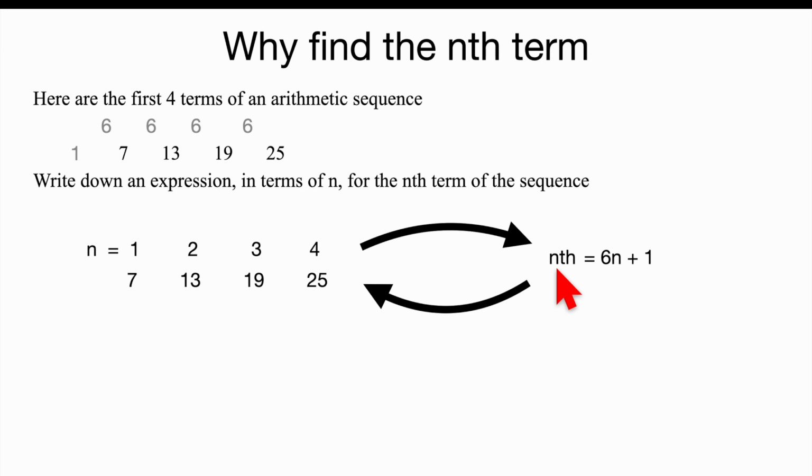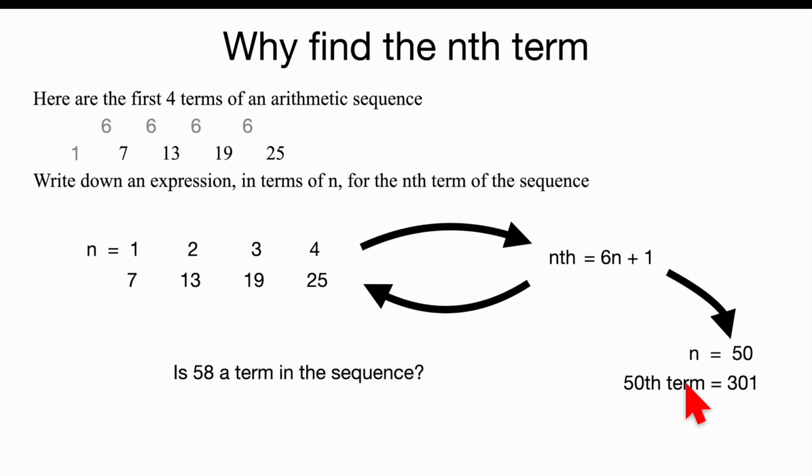What else can we do? Well, we don't have to just do the 1, 2, 3, 4 in order. We can just say, let's let n equal 50. So we know that the 50th term, we put 50 as n: 6 times 50 is 300 plus 1, 301. I don't have to write out this whole boring sequence. I know it's 301.